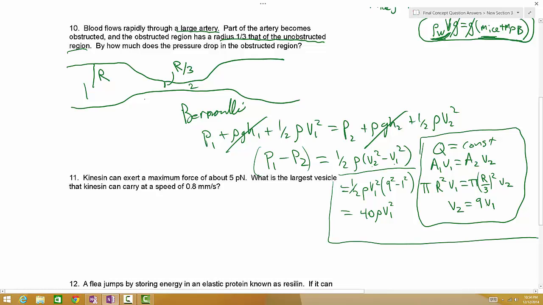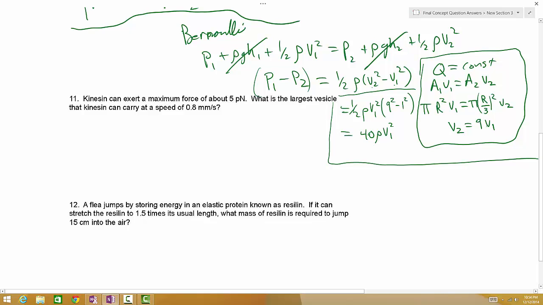11. Kinesin can exert a maximum force of about 5 piconewtons, or 5 times 10 to the minus 9 newtons. What is the largest vesicle that the kinesin can carry at a speed of 0.8 millimeters per second? So basically you have some spherical vesicle, and you have a kinesin, and it can pull with 5 times 10 to the minus 9 newtons. It wants to pull this vesicle at 0.0008 meters per second, and it's probably moving along some little tube there.